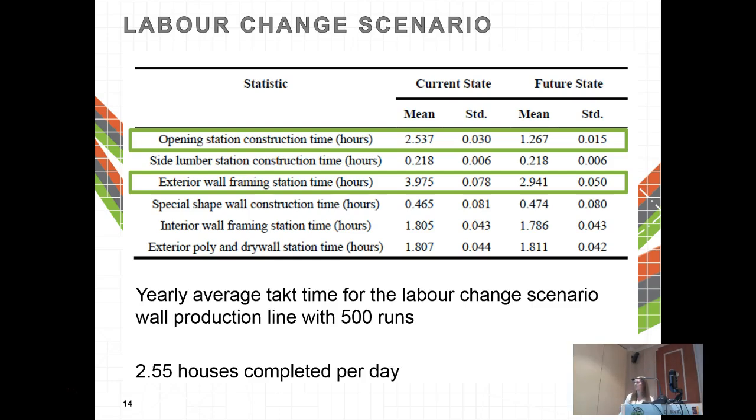So when we talked about the labor change, you can see in the current state that the opening station construction time and the exterior wall framing construction time were definitely the bottlenecks of the process.